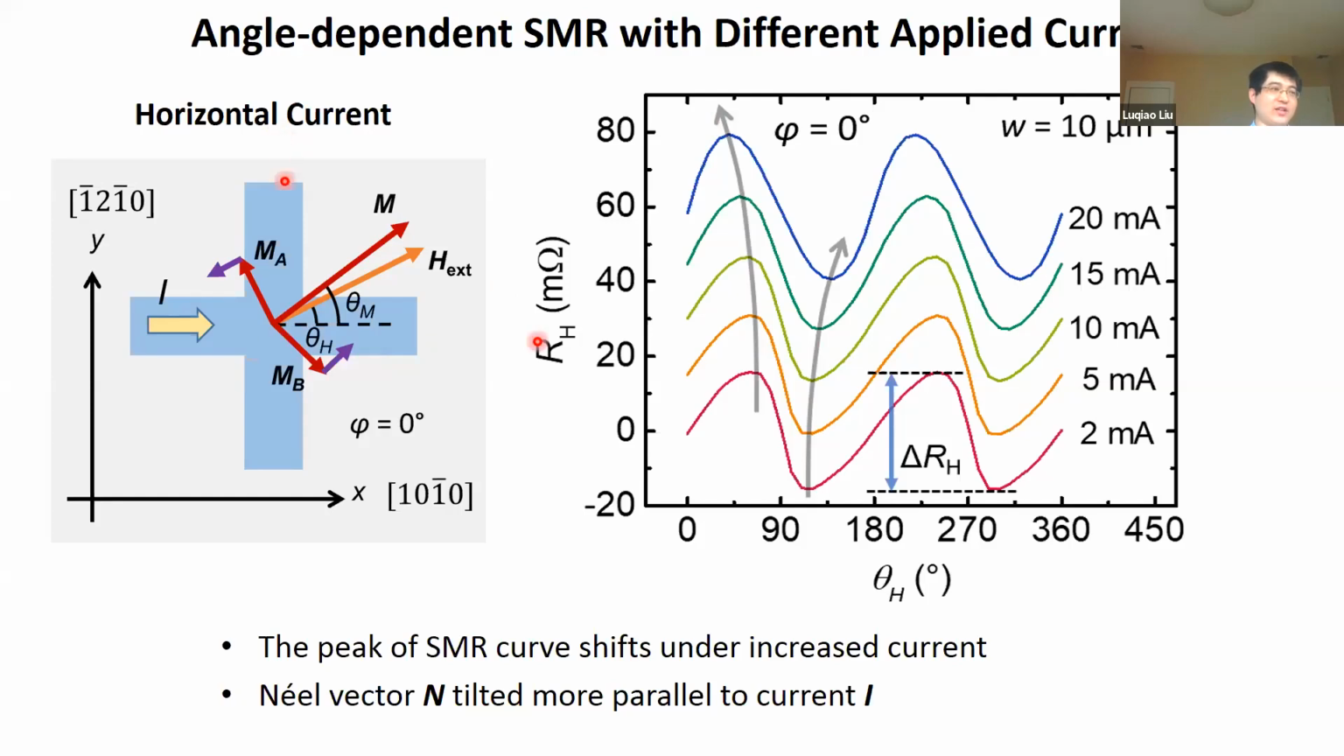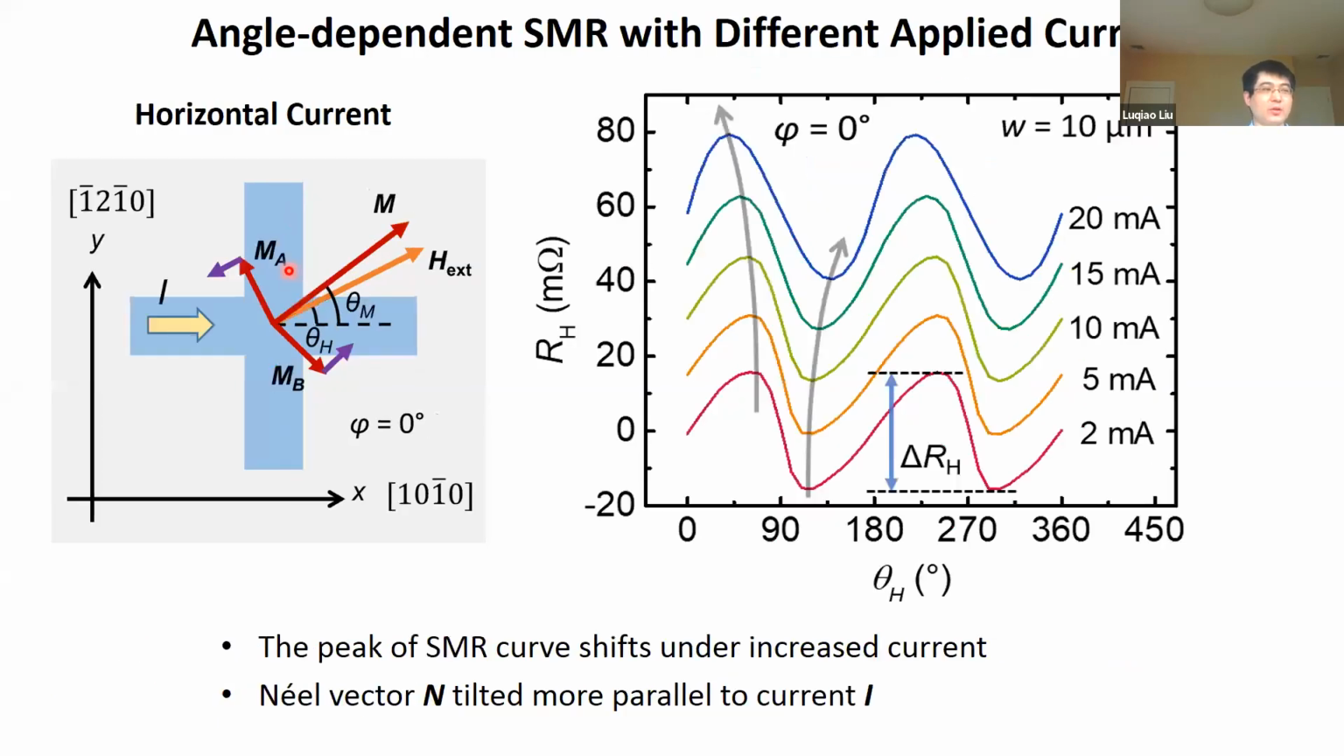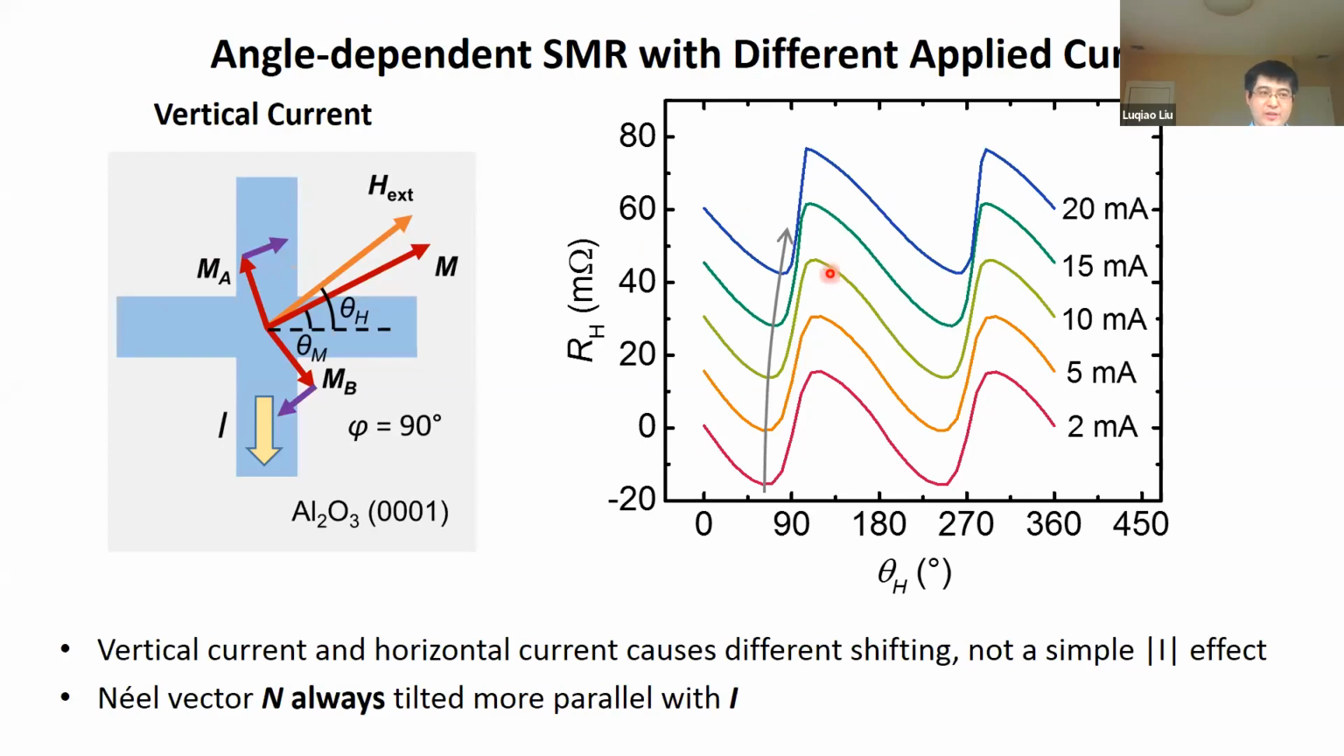Of course, we can also change the current flow direction from horizontal to vertical, and this is what we get. We found that when we change the current flow direction to vertical, the first valley position goes to a higher angle region, which is also consistent with the picture that the current tends to align the Néel vector parallel with the current flow direction. The fact that the spin-Hall magnetoresistance curve changes oppositely when we change the current from horizontal to vertical also suggests that this is not just a simple trivial thermal effect, but instead reflects some underlying magnetic ordering change, or magnetic ordering tilting.